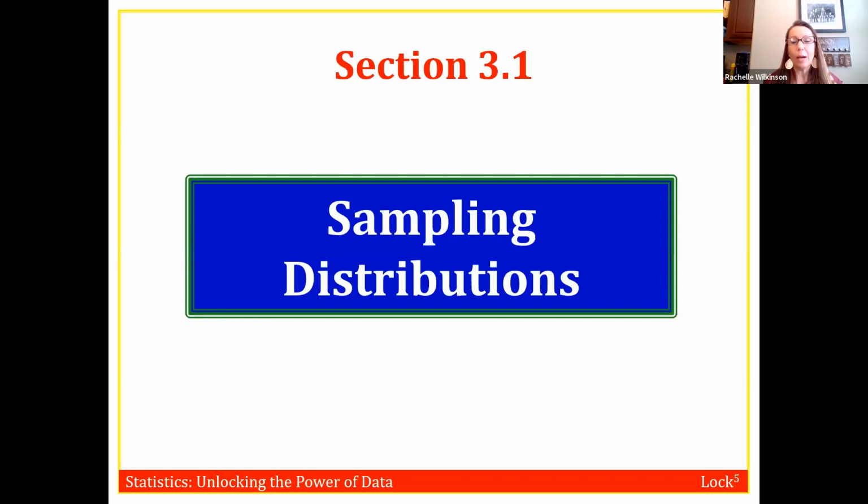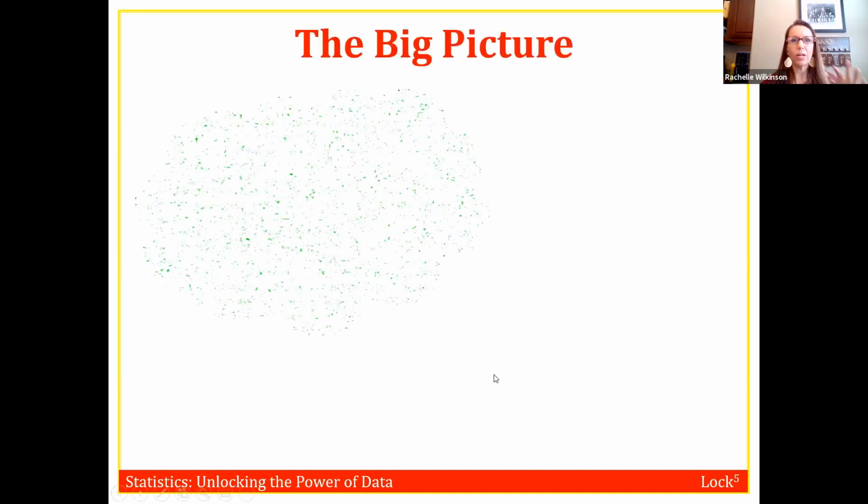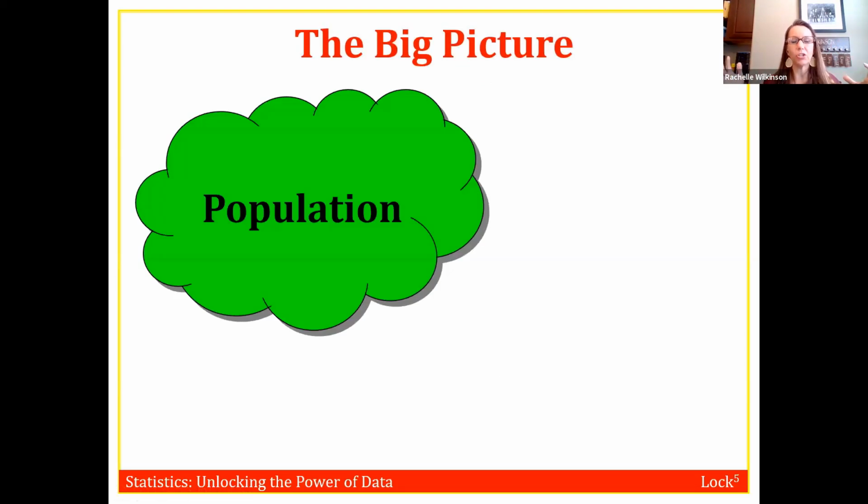And now in chapter 3, and pretty much for the rest of the semester, we're moving on to this idea that, okay, we have this data, and the data came from a sample from the population. So how can we use that sample to draw conclusions about the whole population? So here's another reminder of what the big picture looks like.